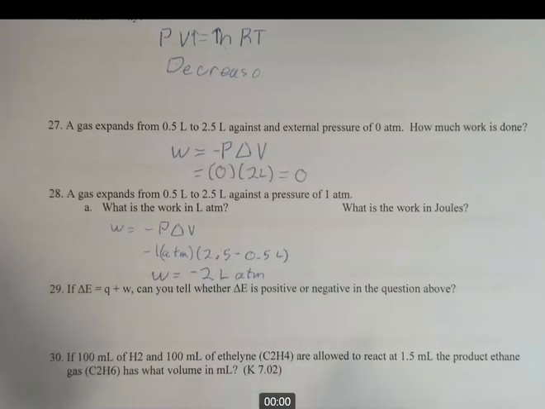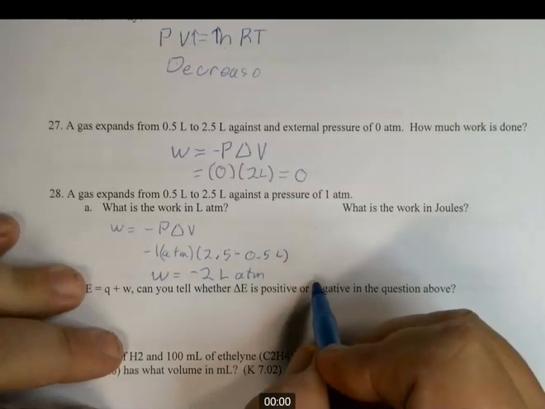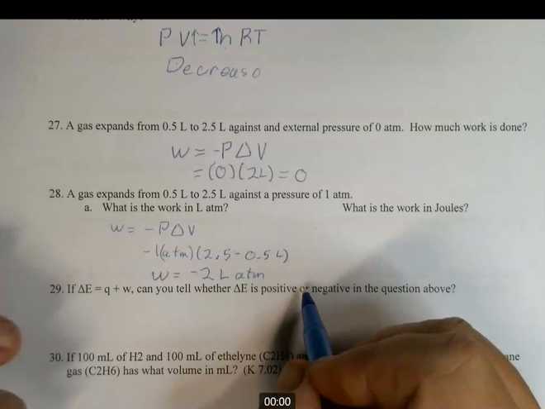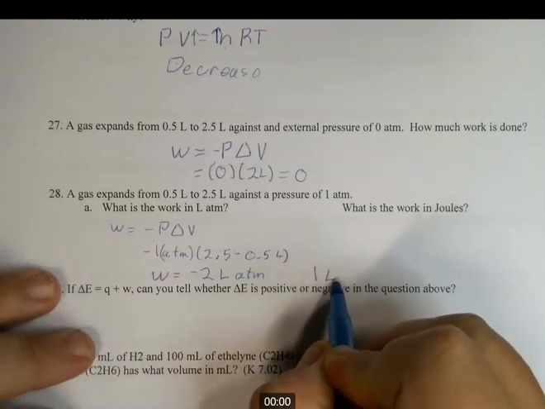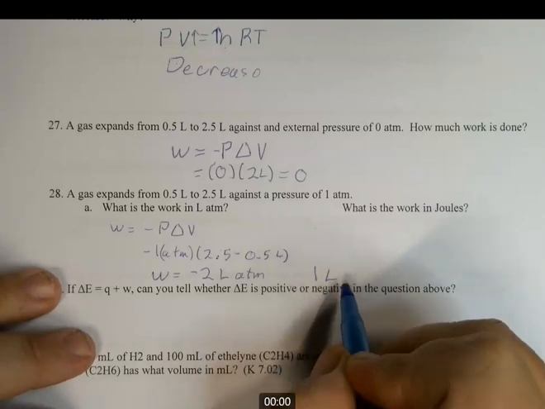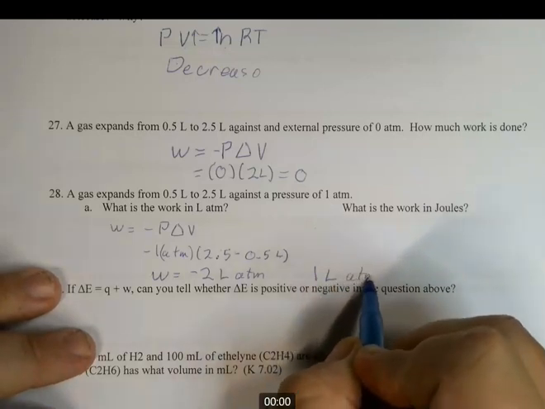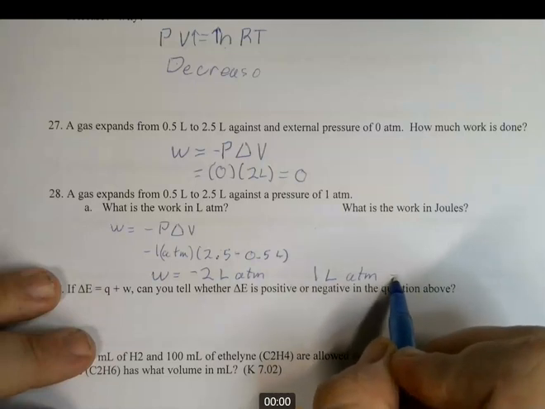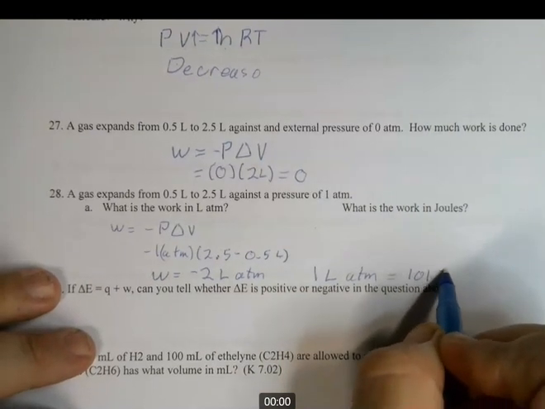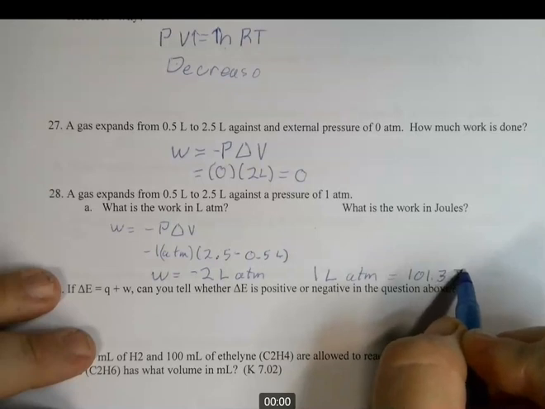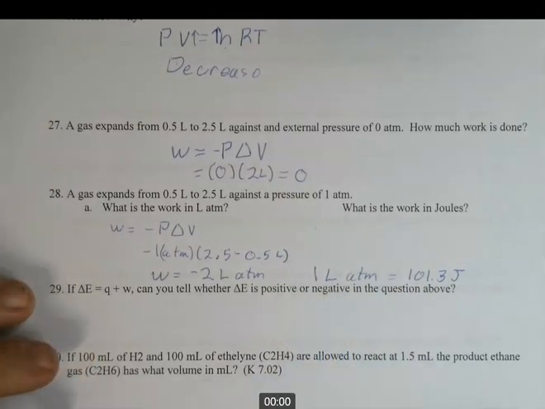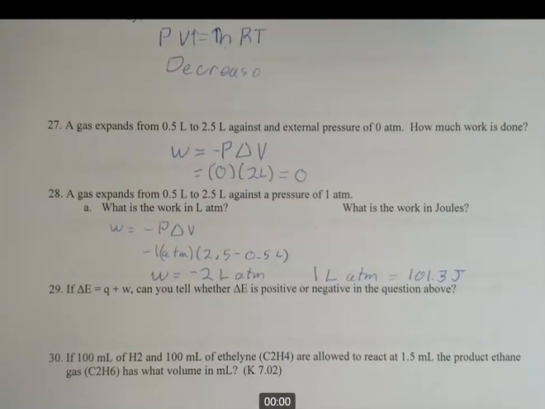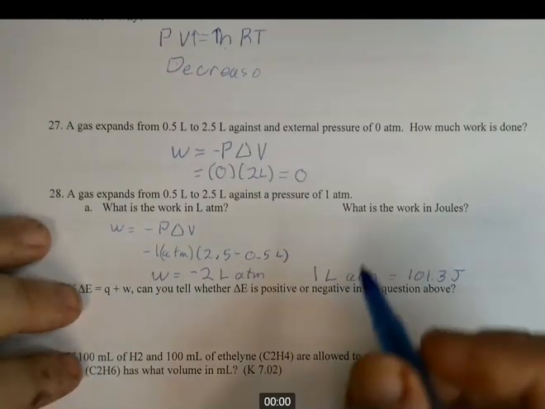Okay, now, how does that convert to joules? That is something that wasn't in the notes, so let me give you the conversion factor. The conversion factor is 1 liter atmosphere is equal to 101.3 joules. Okay, so they're both units of energy, because joules is energy, liter atmosphere is energy. All right, so let's just do the conversion then.